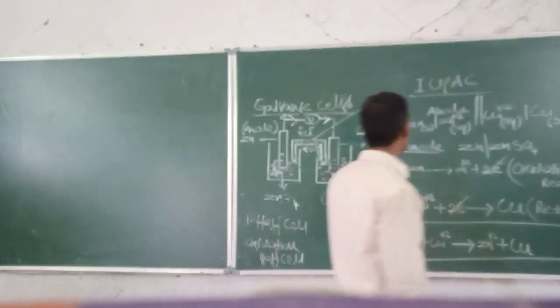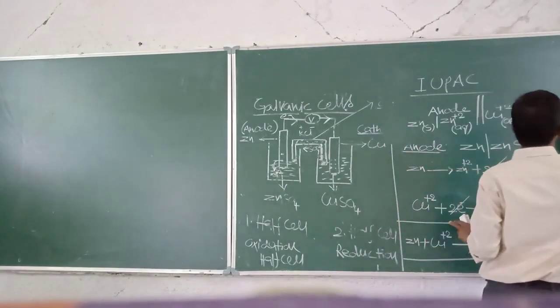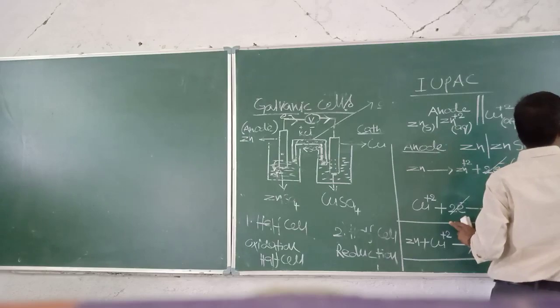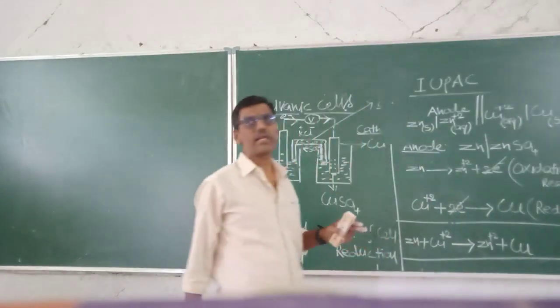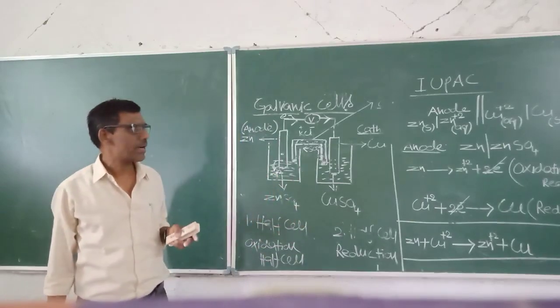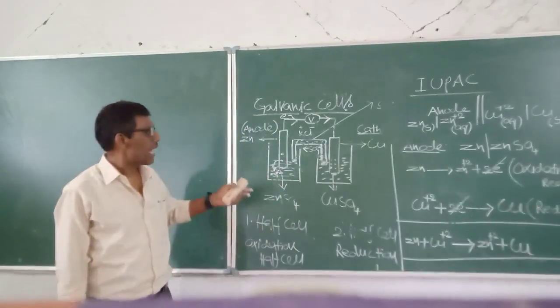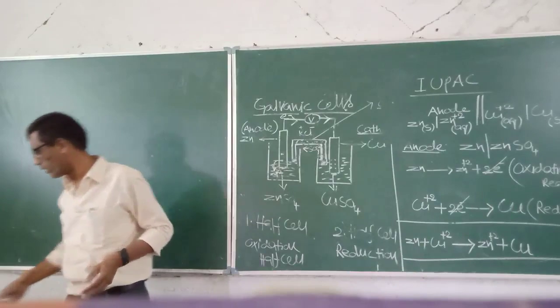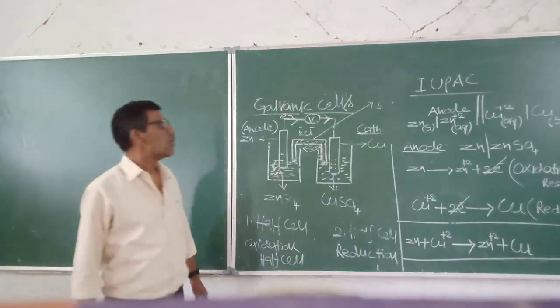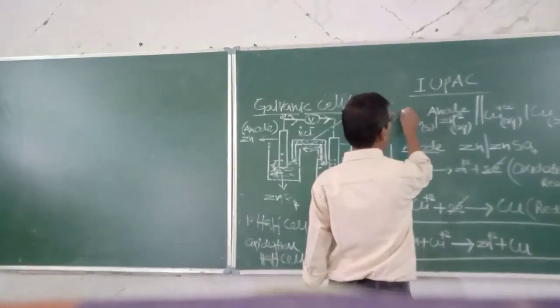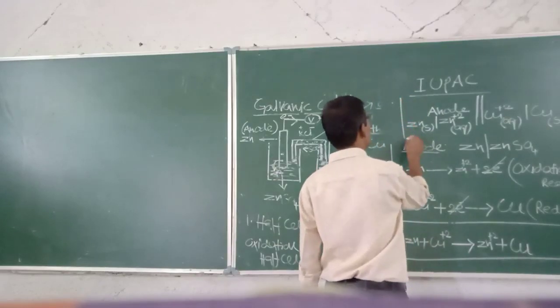We can also mention the EMF of this cell. The EMF of this cell is equal to 1.1 volts. We will calculate how we get the 1.1 volts of this galvanic cell; we will work it out. So this is how we represent it. This is the cell notation by IUPAC.